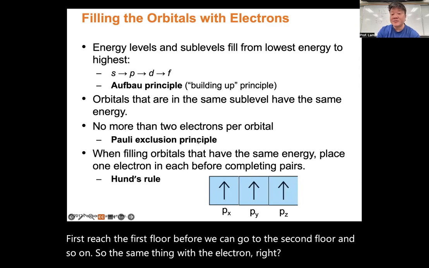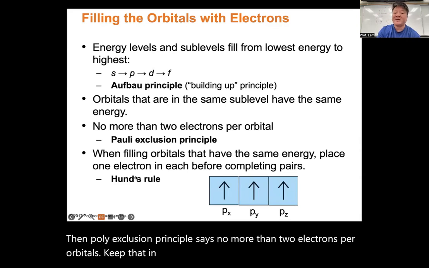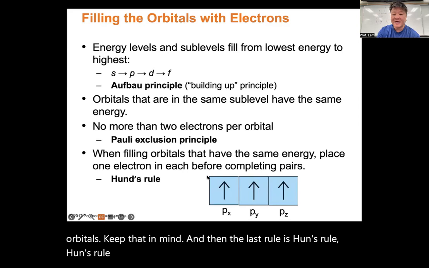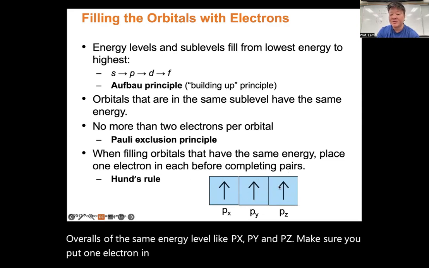Then Pauli exclusion principle says no more than 2 electrons per orbital. Just keep that in mind. And then the last rule is Hund's rule. Hund's rule is saying if you have orbitals of the same energy level, like px, py, and pz, make sure you put 1 electron in each orbital before you start pairing, okay?